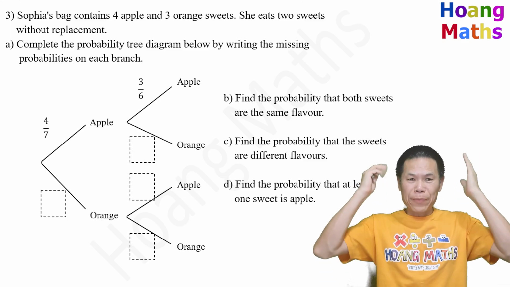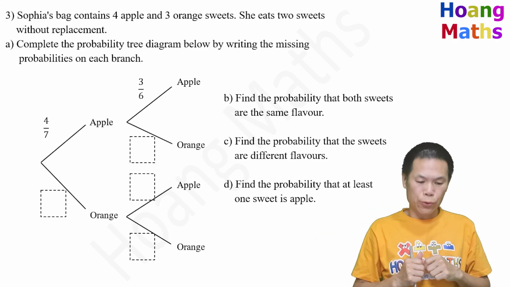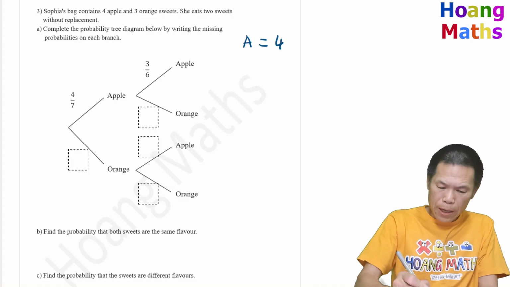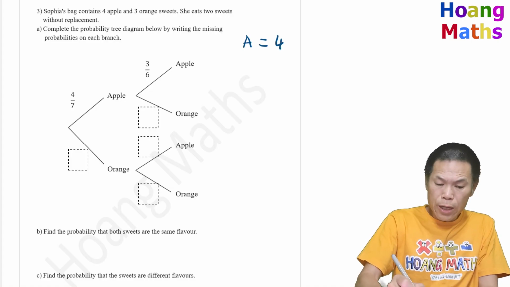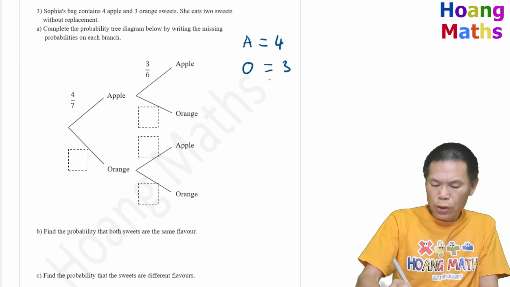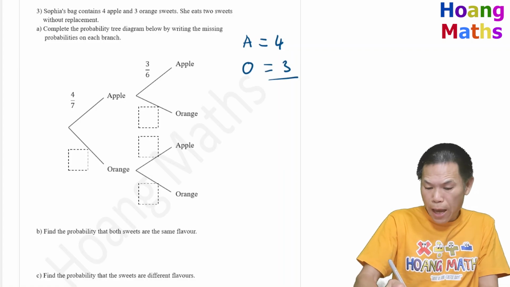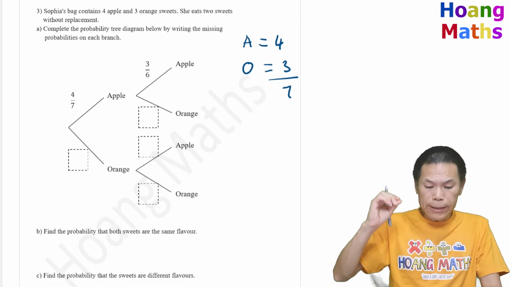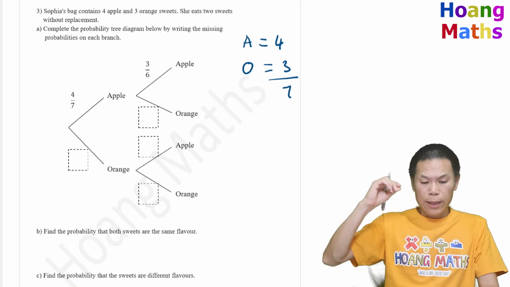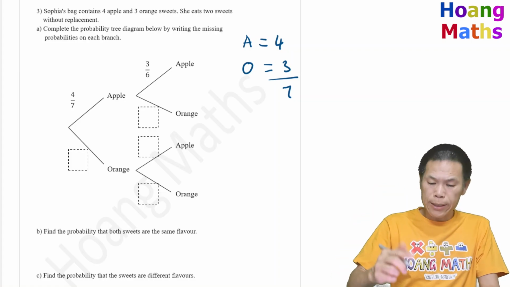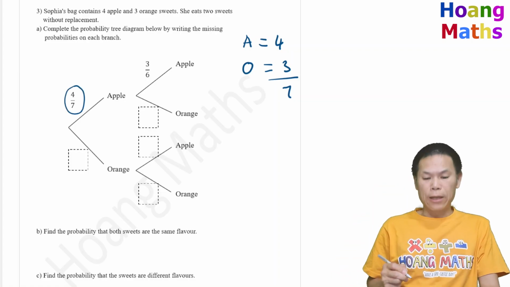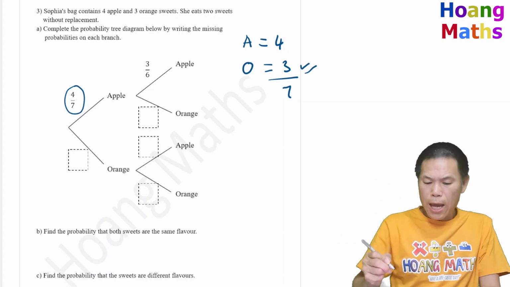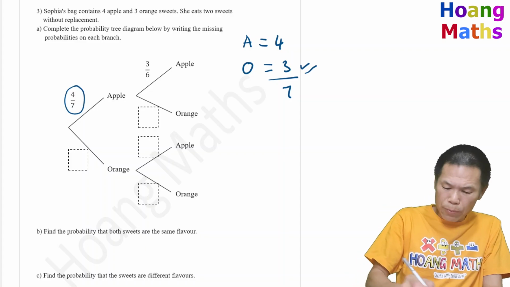Hi there, I'm back. How did you go? Let me go through them with you. First of all, we know that Apple is 4 of them, and Sophia has 3 orange sweets. The total number of sweets is 7. So therefore, for the first draw, the probability of getting an apple sweet is 4/7, correct? So it's done for us. So now the probability of getting an orange sweet is 3 out of 7 because there are 3 of them.